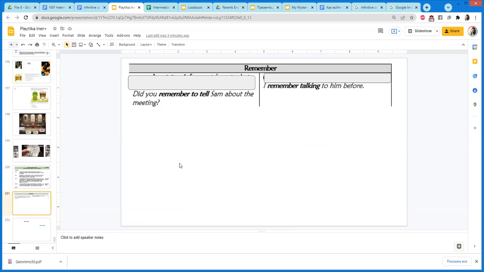Did you remember to tell Sam about the meeting? I remember talking to him before. Can you see the difference in this remember thing between the first one and the second one? In the first case, we are talking about not to forget to do something, but in the second is memory or memorizing. Yeah, I see that you understand, but let's put it to a clearer explanation.